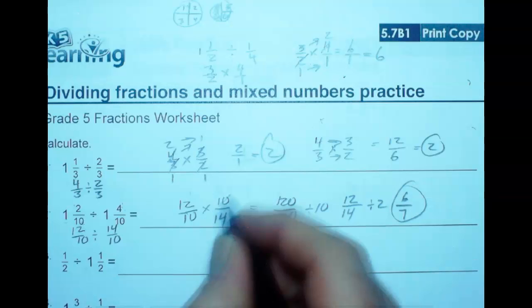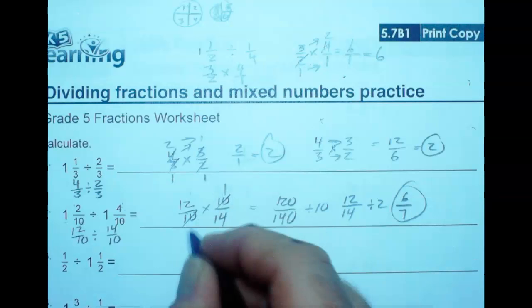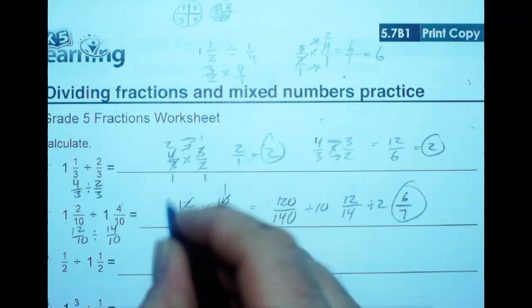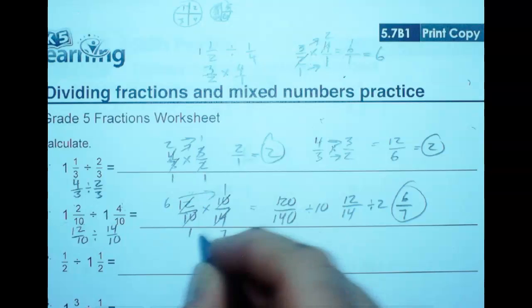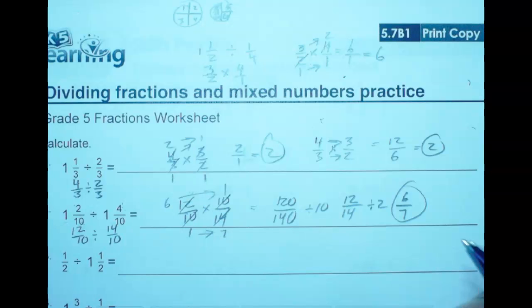Watch. Divide by 10, 1. Divide by 10, 1. Divide by 2, 6. Divide by 2, 7. There's your 6/7. Easier. I think it's easier.